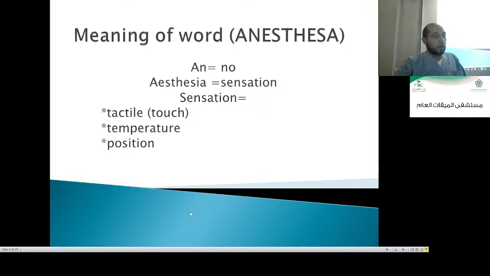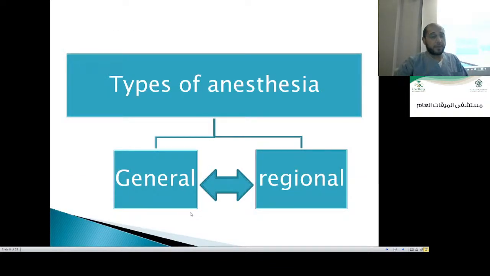Position, so we can know we are sitting or standing, our finger is like this or like this. Vibration, so we can feel a mosquito or an insect moving over our skin. And lastly, pain. Pain is our concern. We need to abolish pain. So the aim of anesthesia, whatever the type, general or local, is to abolish pain. This is our target. So we have at the end two types of anesthesia, general and regional. We can even combine both. We can have general and local anesthesia in the same patient.